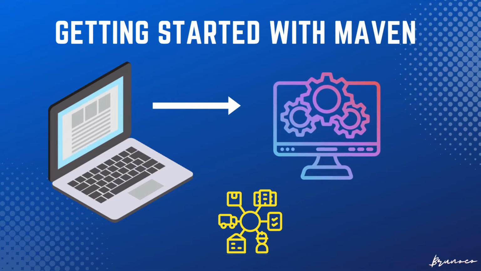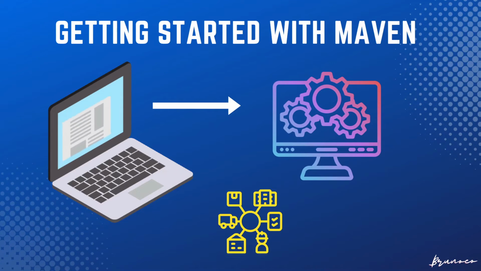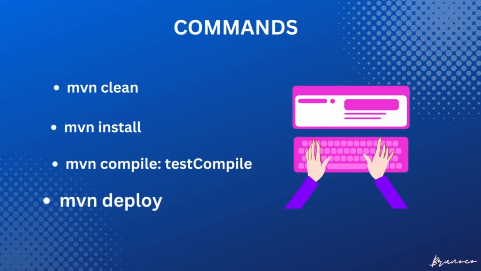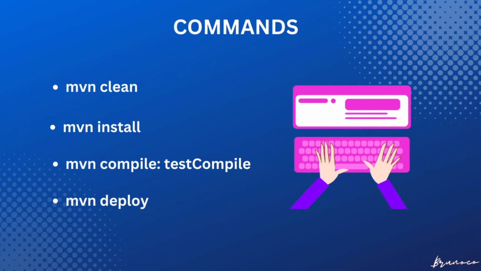How do we get started with Maven? To use Maven, developers need to install it on their local machines and set up a project using the Maven project structure. Once set up, developers can use Maven commands to build, test, package, and deploy their projects. Some of the Maven commands include mvn clean, mvn test-compile, mvn install, mvn deploy.